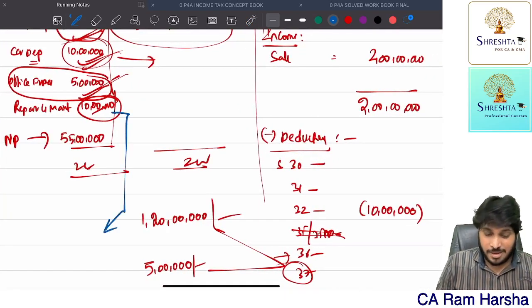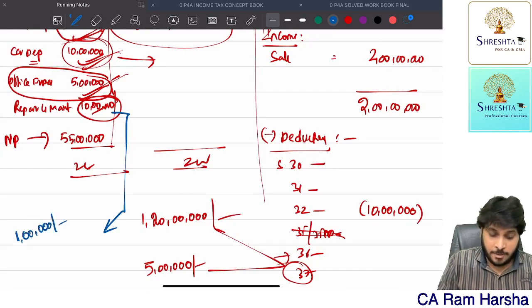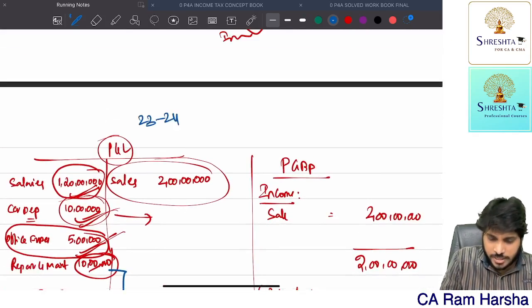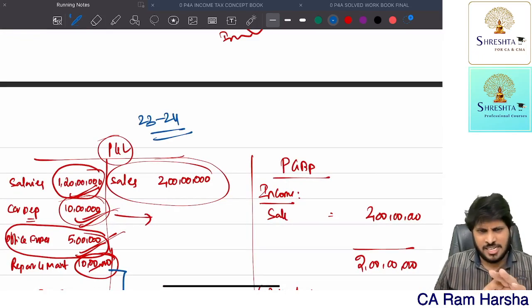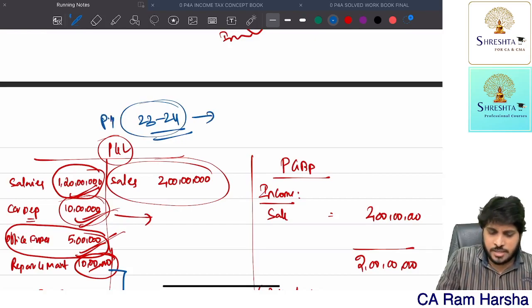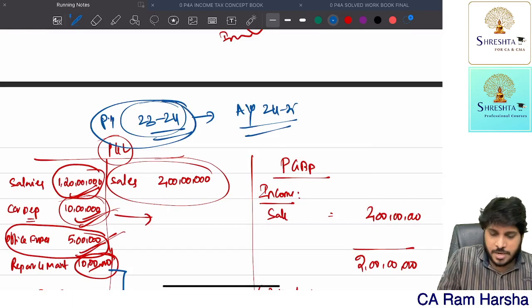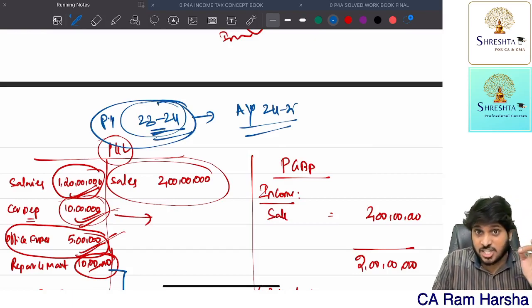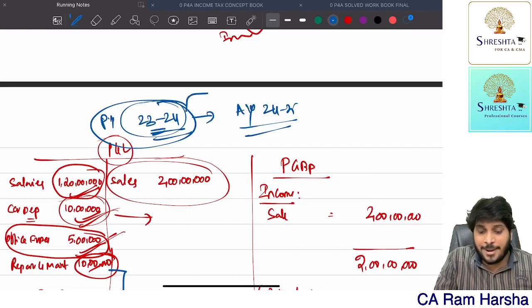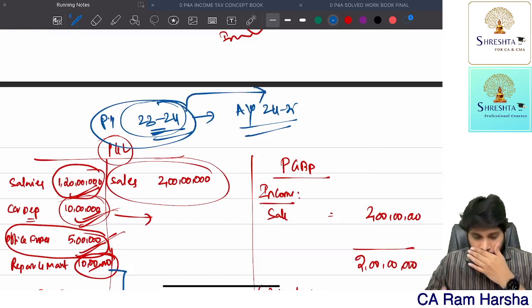Sir, in this repair, there is some 1 lakh rupee repair which I spent on 9th September 2023. By the way, this P&L is for the 23-24 financial year. Let us assume this P&L is 23-24 financial year, which means previous year 23-24, assessment year is 24-25. Whatever transactions were there in the previous year 23-24, we will pay tax on them in assessment year 24-25. Very good.